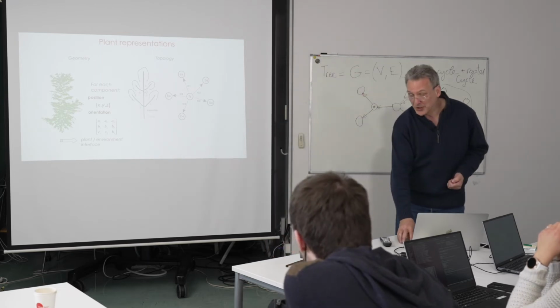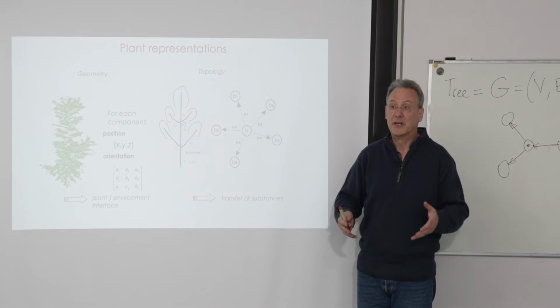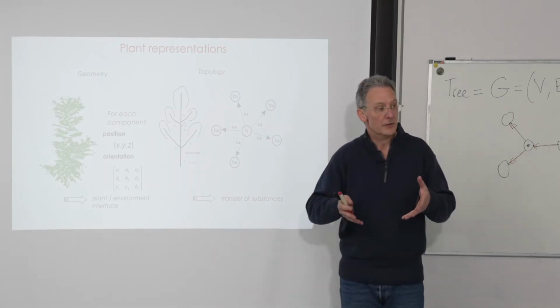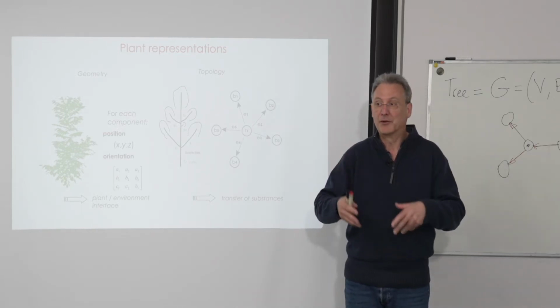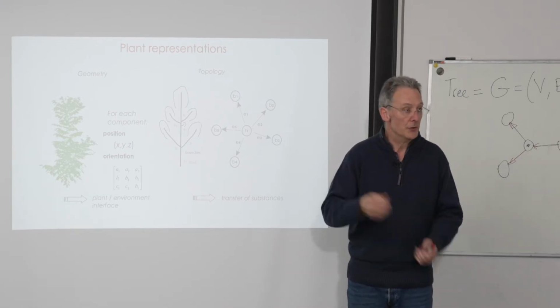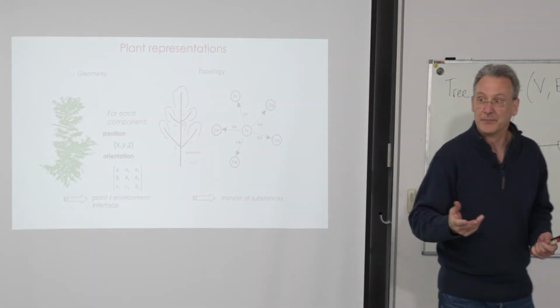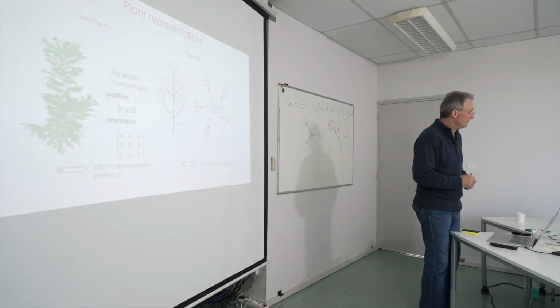Why would topology be important? Topology would be important for transfer of information in the general sense. Like, for instance, if I want to model the transport of water, transport of carbon, transport of nitrogen, I would need to know where are the connections between the different elements, otherwise I cannot decide how it is transported. Okay?